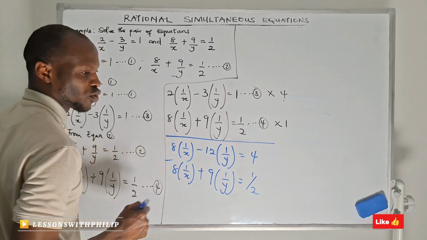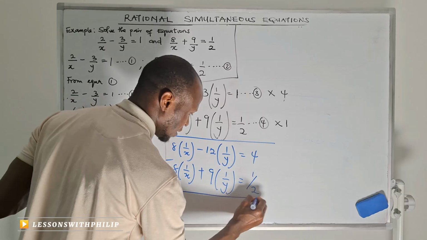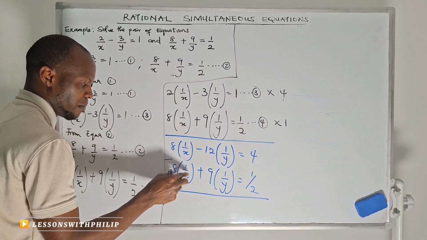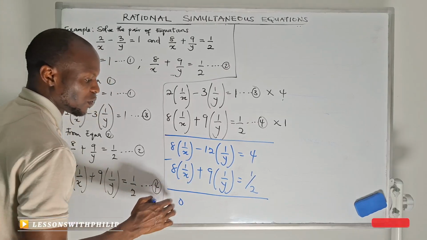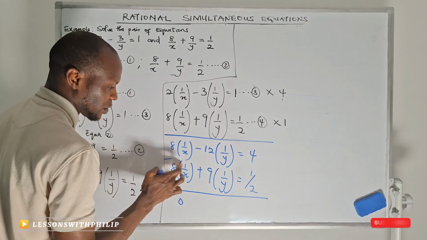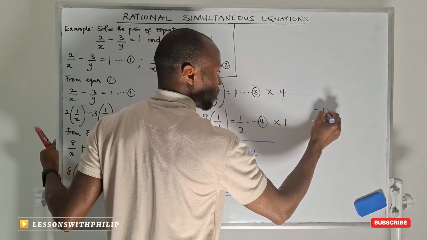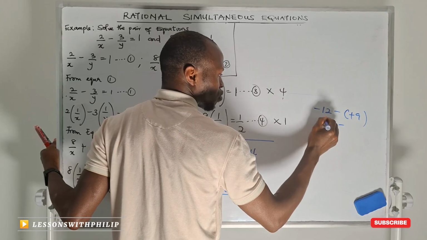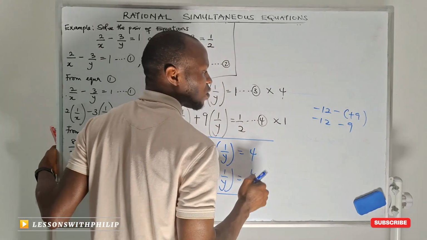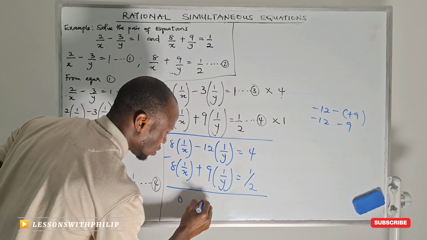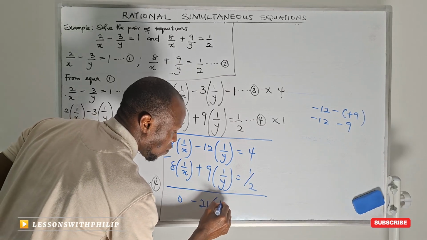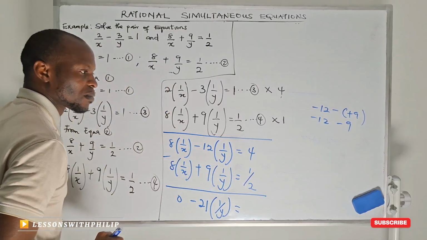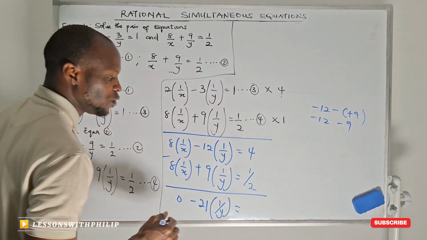So what will I do? I subtract. And if I subtract, since what I have in the bracket is the same, this one minus this one will give me 0. So now, minus 12 minus plus 9. Minus times plus will give me minus. So minus 12 minus 9 will give me what? Minus 21. So I have minus 21 into bracket 1 over y equals to 4 minus half. If you subtract half from 4, you get 3 whole number.